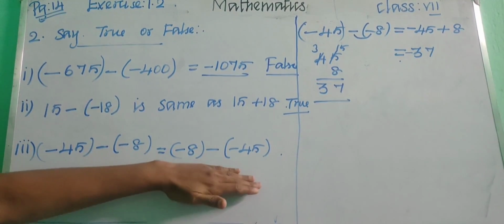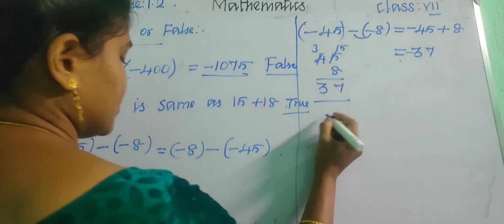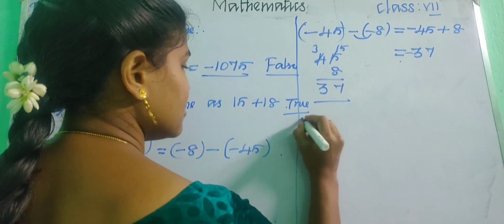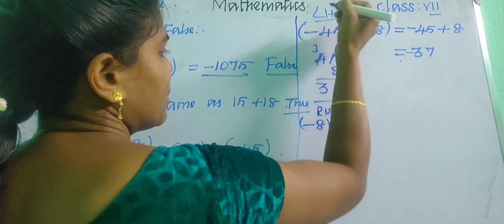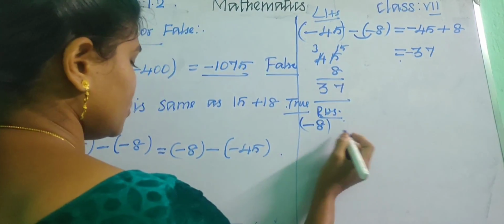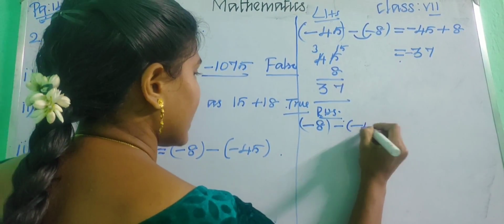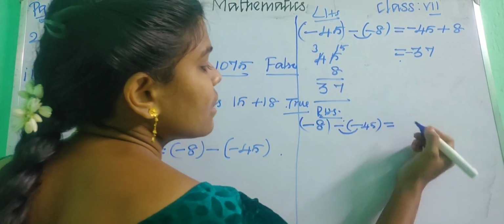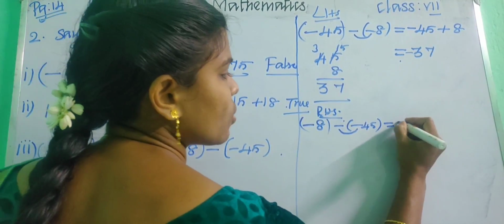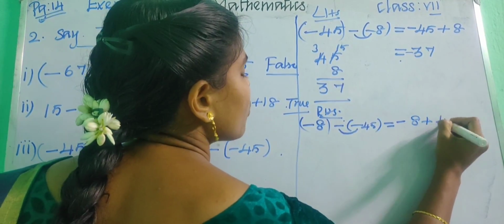Now do the right hand side, okay? Right hand side. So let me write RHS, and this one is LHS, okay? So minus 8 minus of minus 45. See, we are having two signs, so we can change minus into minus to plus, right? So minus 8 plus 45.